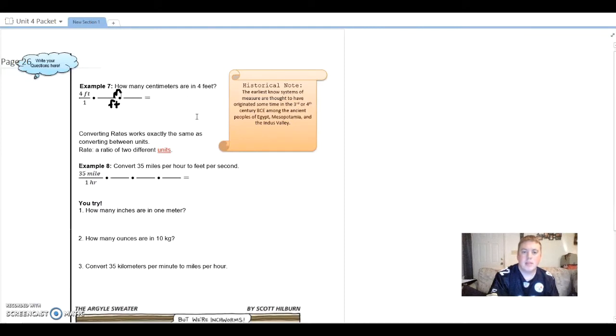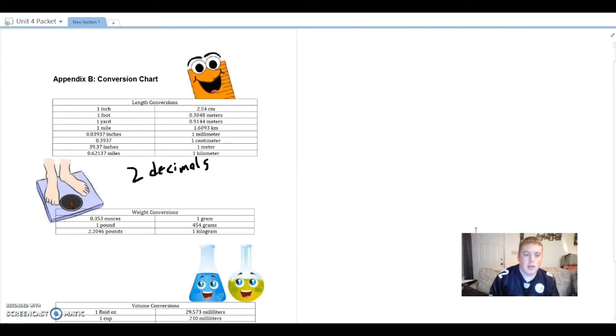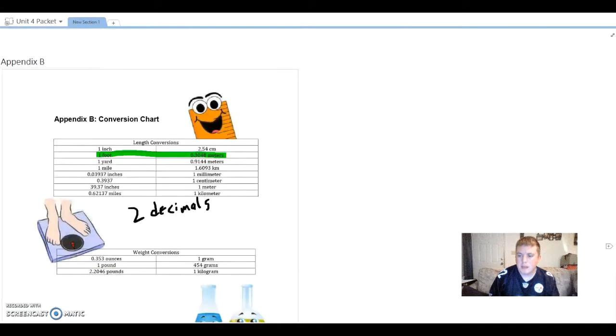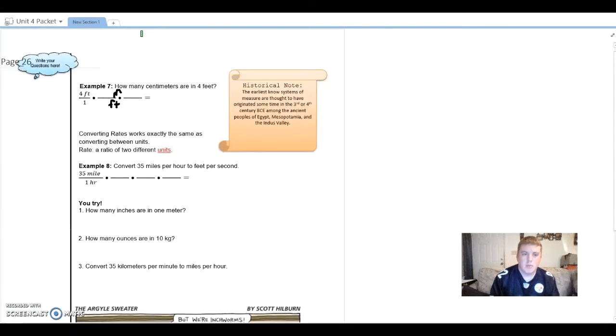Now to help me out with this, I'm going to go to the conversion in Appendix B. So I am looking for feet to meters, and that is going to be right here. 1 foot is equal to 0.3048 meters. So remember we said we go to 2 decimal places, so we'll use 0.30. I'm going to go back to my example and enter that information. So I found that 1 foot is equal to 0.30 meters.